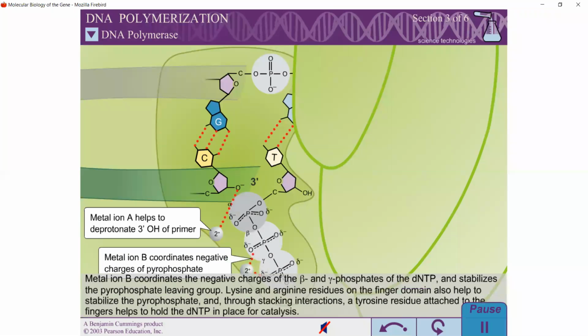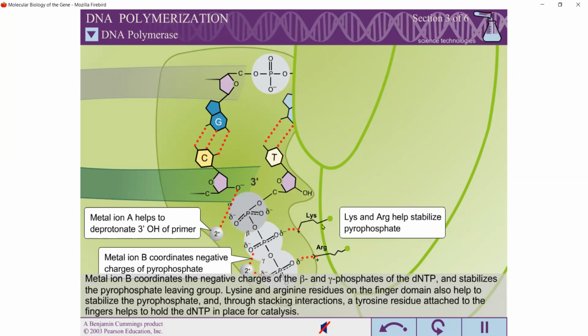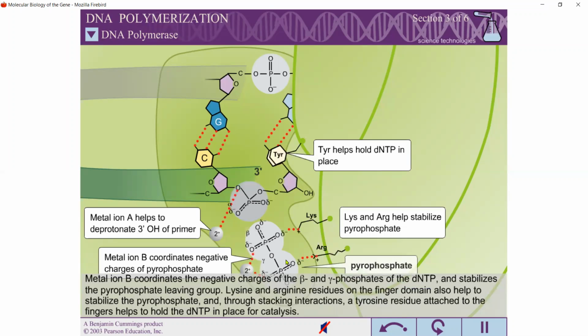Next, the two divalent metal ions coordinate the negative charges on the pyrophosphate. Apart from that, there are lysine and arginine residues present in the finger domain, which help to stabilize the pyrophosphate when the reaction is occurring. And there is also a tyrosine residue present in the finger domain that holds the dNTP in position when this particular reaction is occurring. So let's go over this once more.